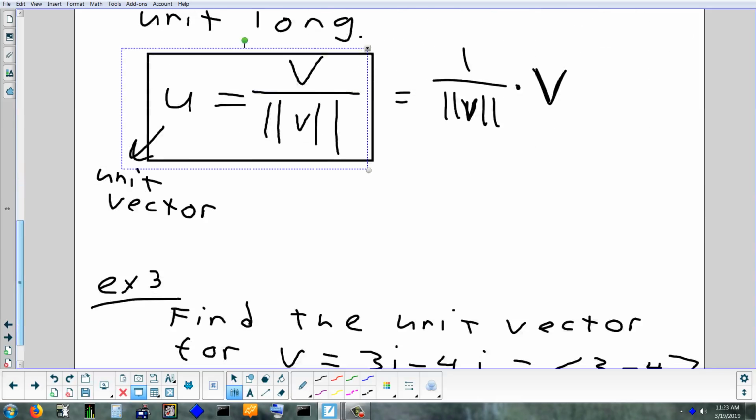Now, since finding the magnitude involves the Pythagorean theorem, that means you're always going to be taking a square root. Sometimes you're going to get a nice answer for the magnitude, sometimes you won't. Depends on the numbers they give you.